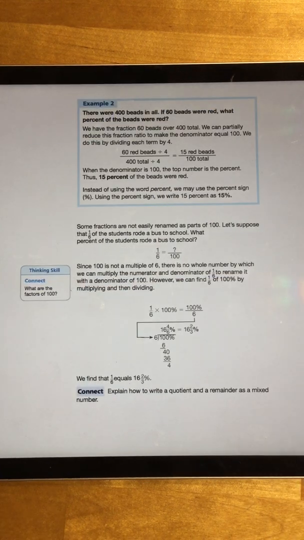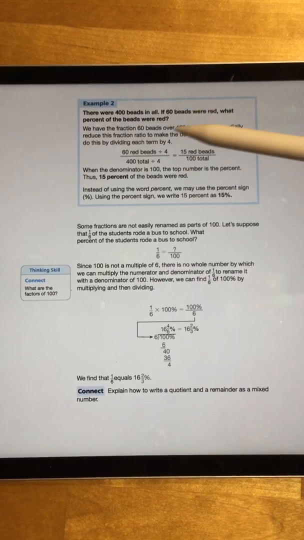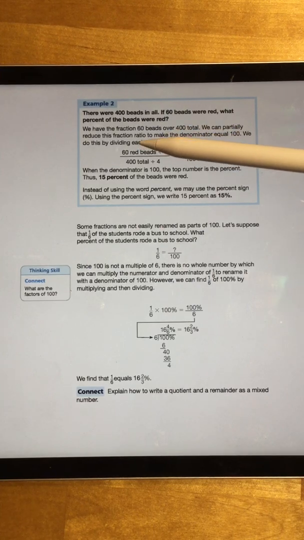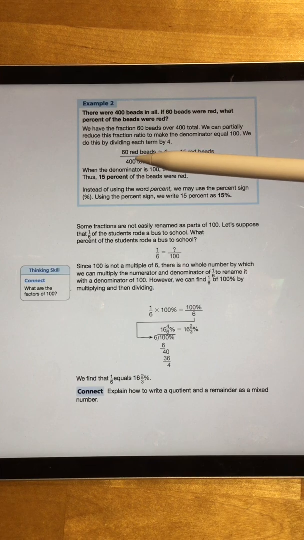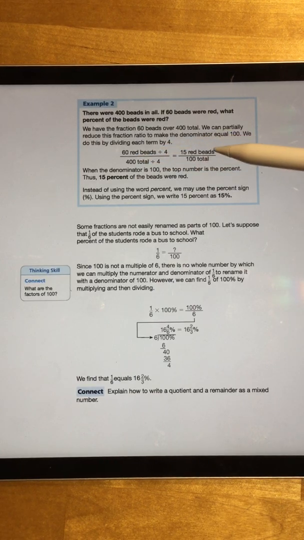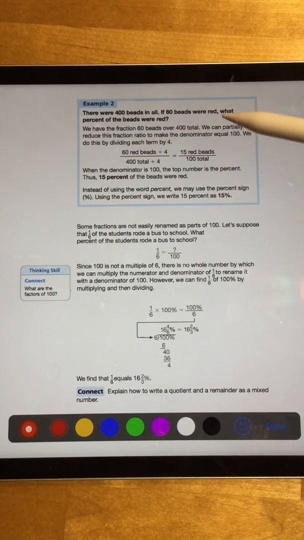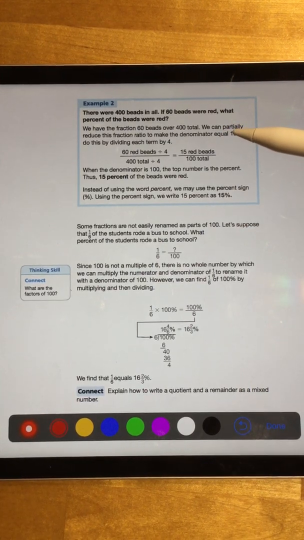All right, the next problem, example 2. If there are 400 beads in all, if 60 of the beads were red, what percent of the beads were red? So we have 60 out of 400. We are going the opposite direction this time. So we have the total, we need to get to 100, right? So we are finding the percent that are red. We are taking 400 and we are dividing it by 4 to get to the denominator of 100. So then we divide 60 by 4 and we get 15. And so 15% of the beads were red.